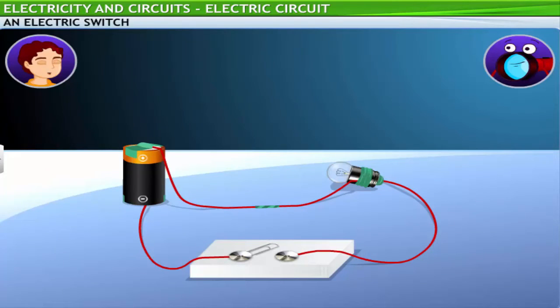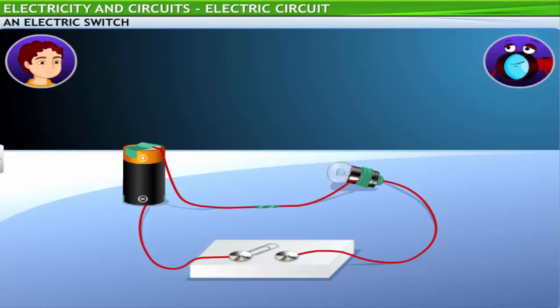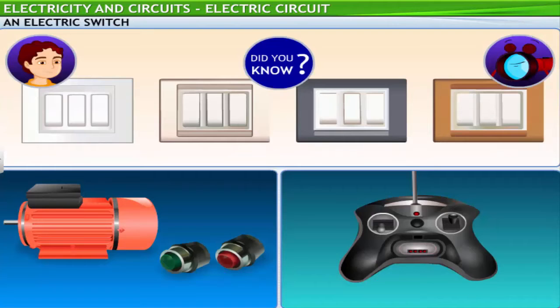Oh, but how do I click it on? When you want to switch the bulb on, just bring the paper clip in contact with the thumbtack. Right. That will complete the circuit. I can see the bulb glowing. And to click it off, I take the clip away from the thumbtack? Yes. Simple, isn't it? Did you know?